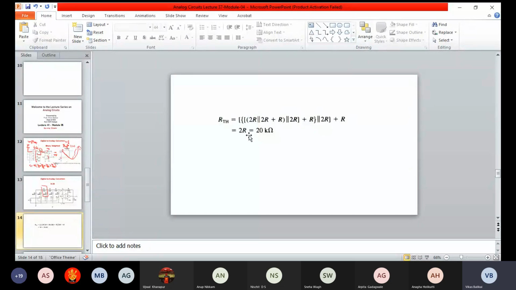If you want me to solve this, I'll be solving maybe here, but since it's in PPT mode, I'll not be able to easily solve it over here. So next class I'll be using the whiteboard. Then there I'll be solving this particular equation, how you are going to get this 2R. Sounds good? Yes, sir.